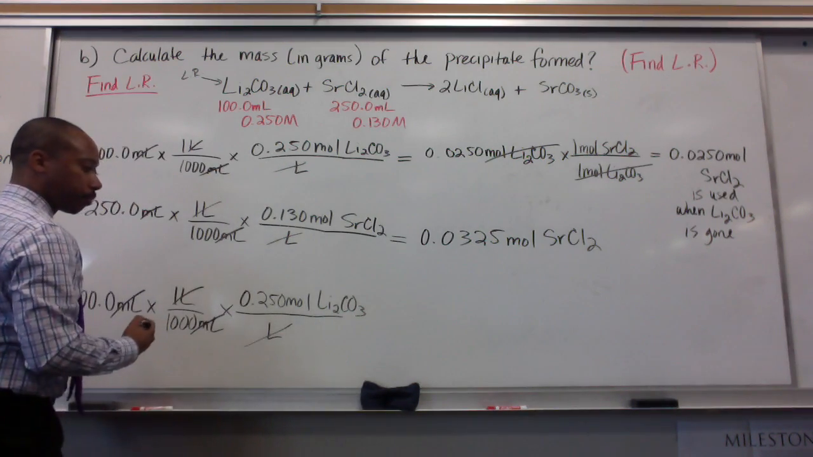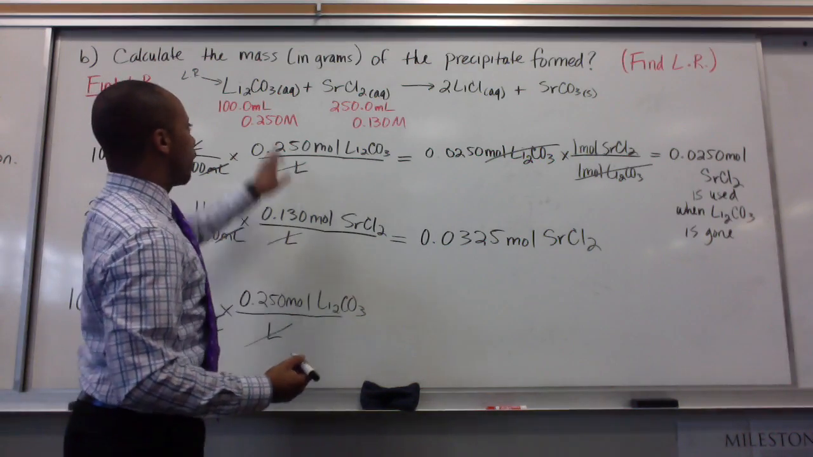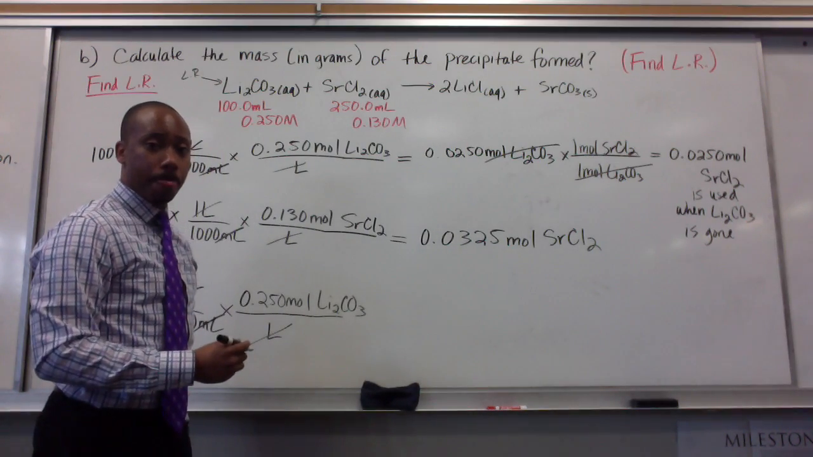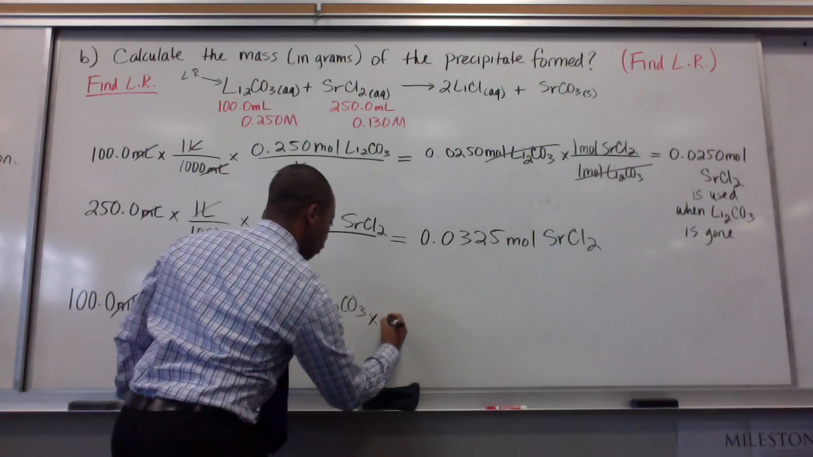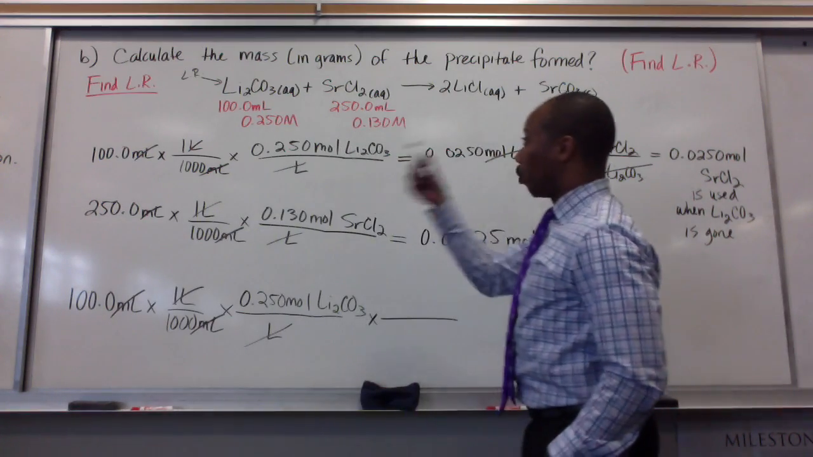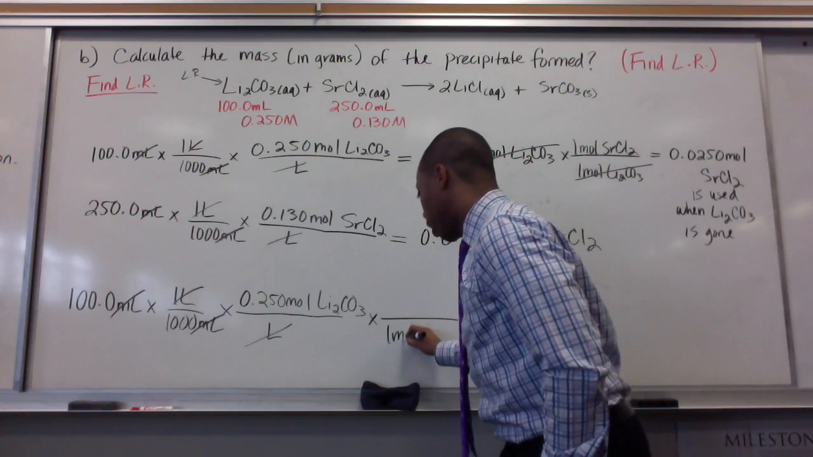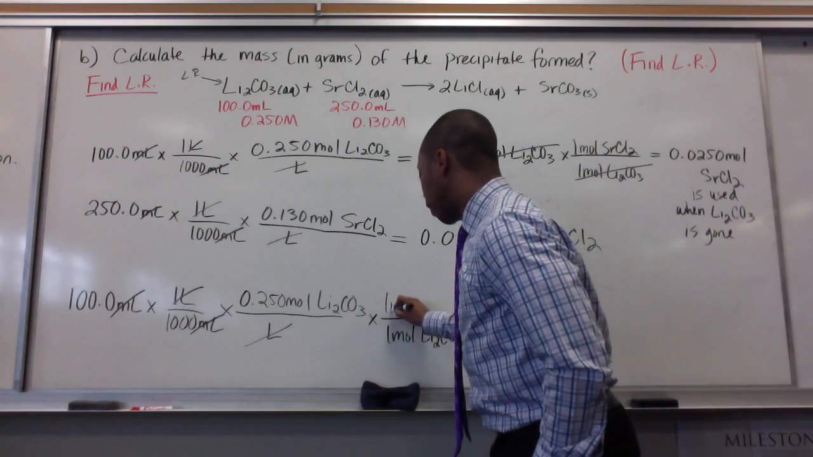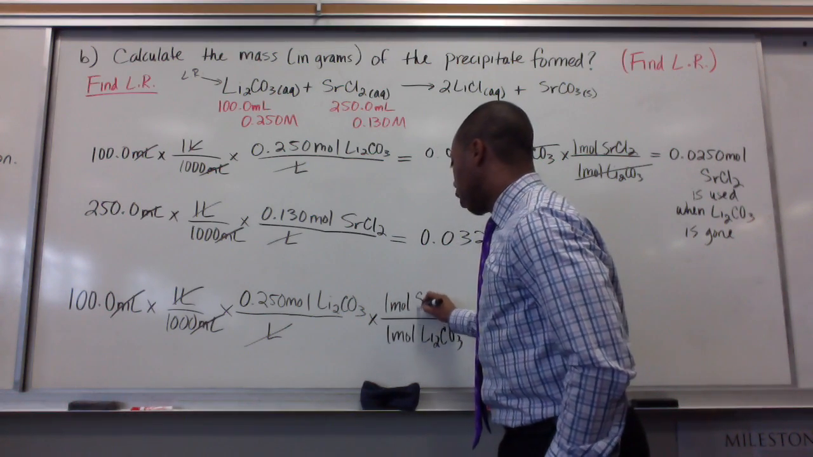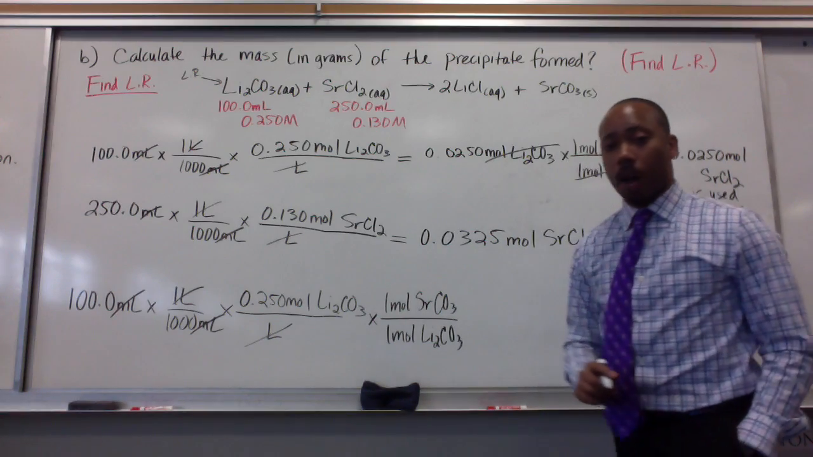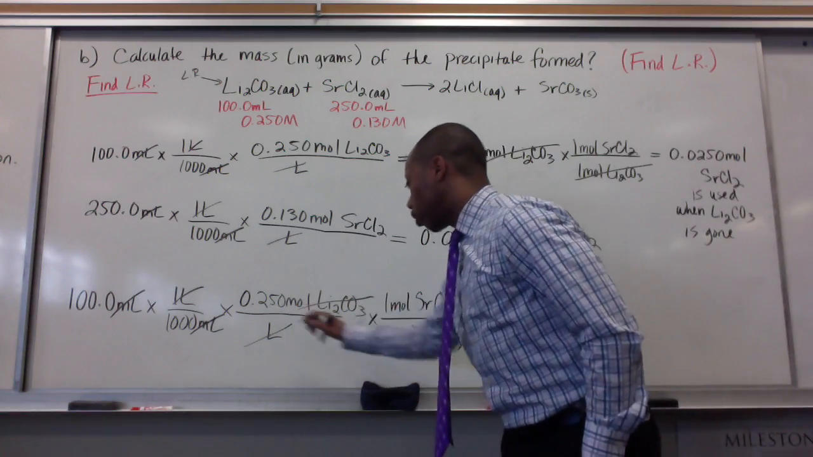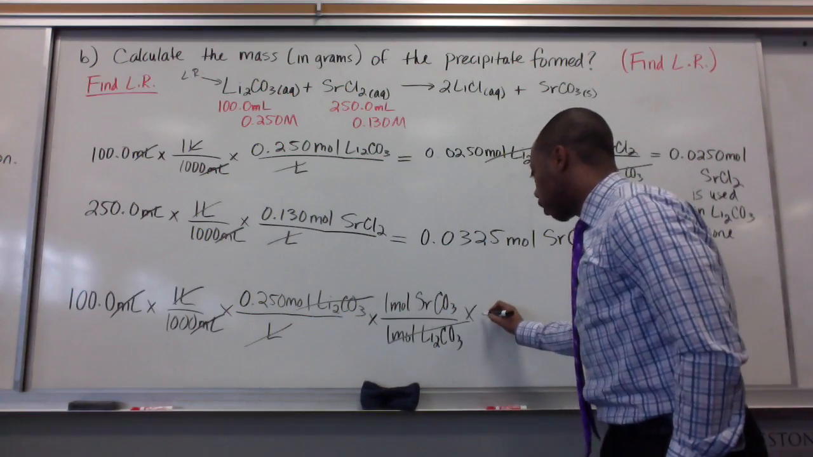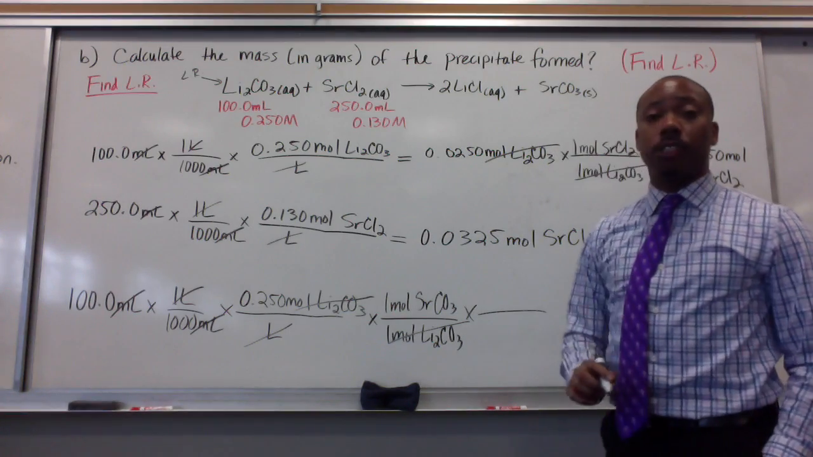My liters cancel out. Now I want to relate moles of lithium carbonate to moles of strontium carbonate. I do so using the mole ratio. So the mole ratio is still 1-to-1. So for every 1 mole of lithium carbonate, I'll produce 1 mole of strontium carbonate. Moles of lithium carbonate cancel. Now I have moles of strontium carbonate. The question is asking for the mass in grams, so I have to go from moles to mass. I do that using the molar mass.